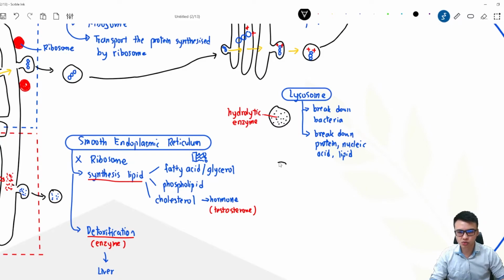So how does the lysosome break down the food? Maybe I can show you something here. So basically, this is our lysosome. This lysosome is going to fuse with those things they want to break down. So let's say this is the bacteria.